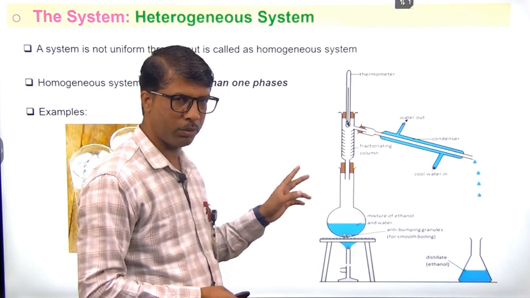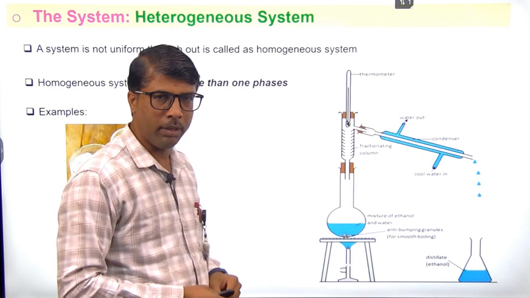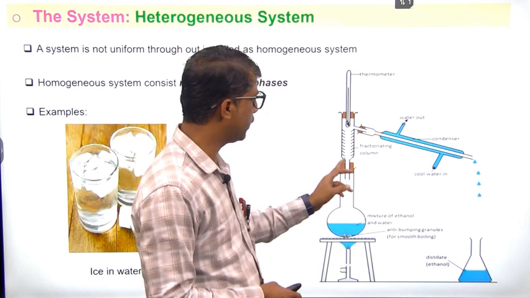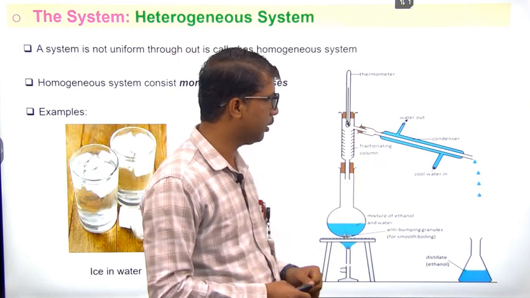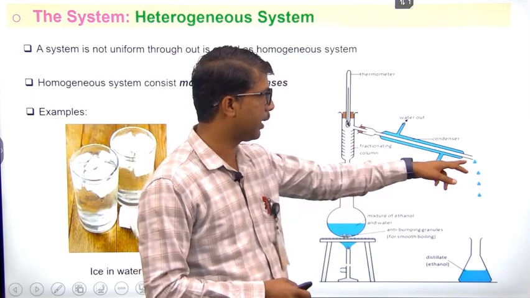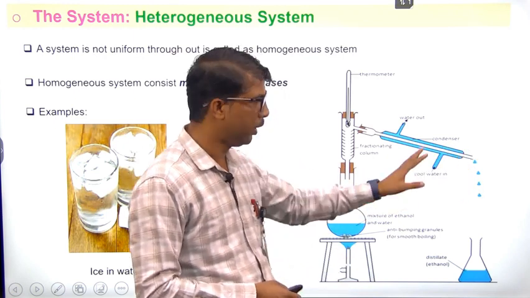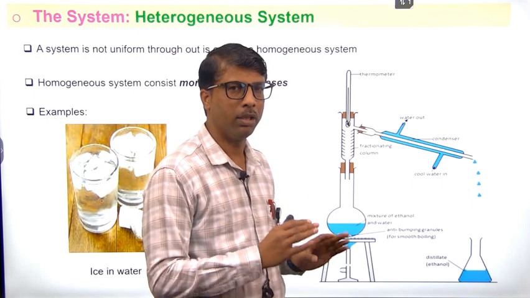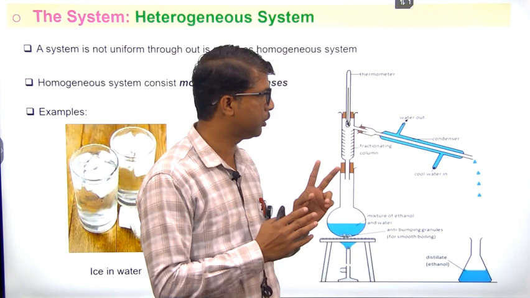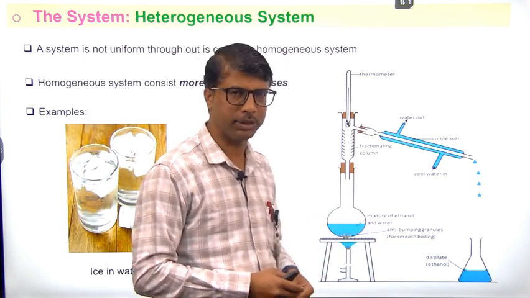So the number of phases is 2, which is more than one. Therefore, this comes under the heterogeneous system. Along with that, in the case of condensation, when the vapor goes to the condenser, you will observe two different phases. One is the vapor phase and another is the liquid droplets, that means the liquid phase. So here also two different phases are there. So this is a heterogeneous system. Why? Because it has more than one phase, that means two phases, one liquid and one gaseous vapor phase.